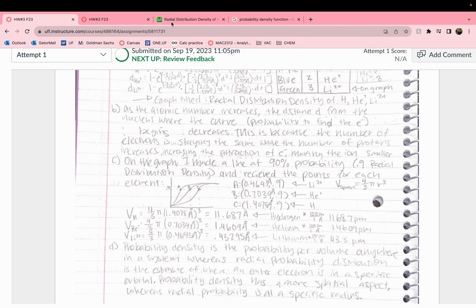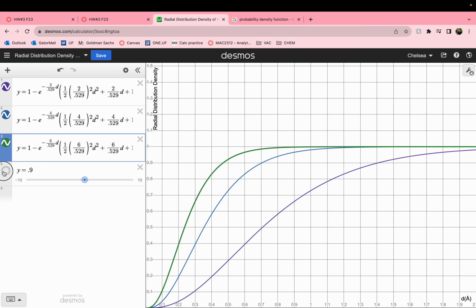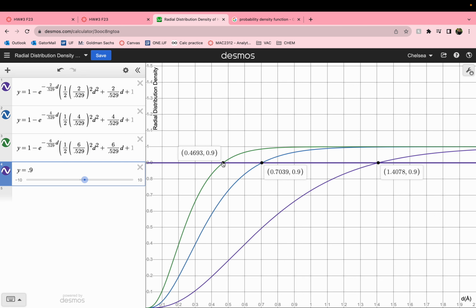So I decided to just work smarter rather than harder and graph a line at 0.9 probability and see where it intersects each of my separate functions to find the exact value Bat Beyer would use to draw his little drawings. So for hydrogen, where it intersects at a 0.9 probability, 90% probability of finding the electron, is at a 1.4 angstrom distance from the nucleus, 0.7 for helium plus, and 0.4693 for lithium 2+.